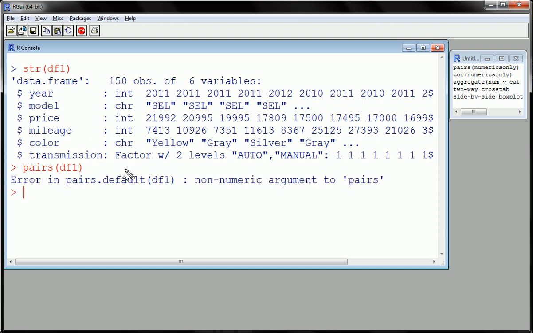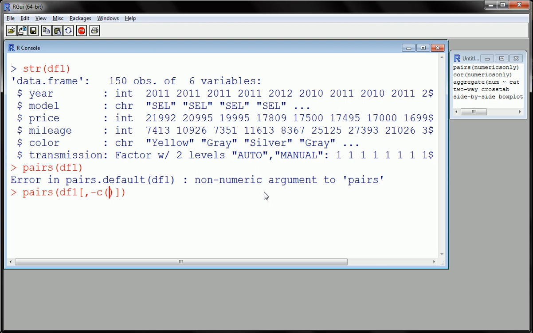The error messages are somewhat difficult to understand sometimes until you get used to it. It says non-numeric arguments to pairs. So it's talking about these guys especially. Like I said, I think it can handle this, but it can't handle those guys. We don't want to necessarily state them one by one, so we can just use our indexing notation. Remember, rows, columns, right? We want all rows, but we want to subtract a couple of columns from this data set.